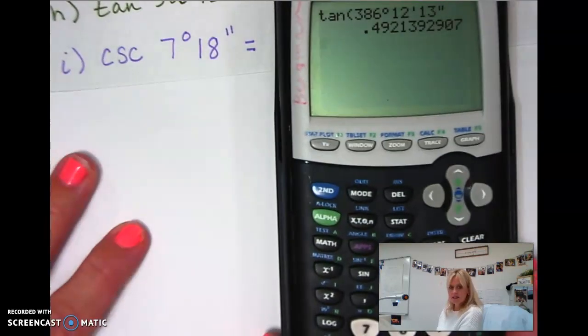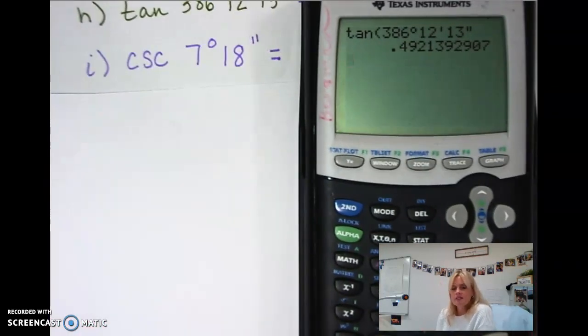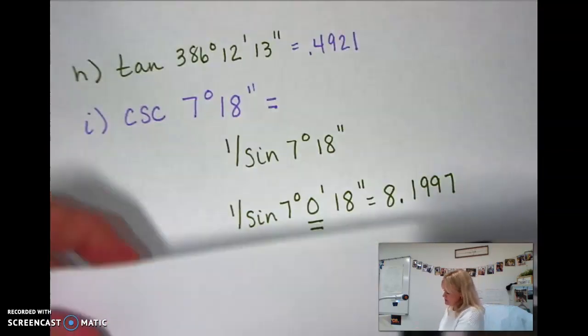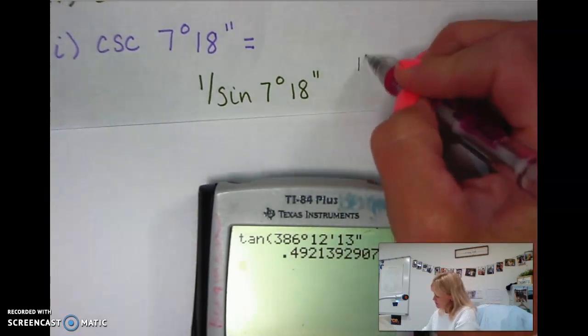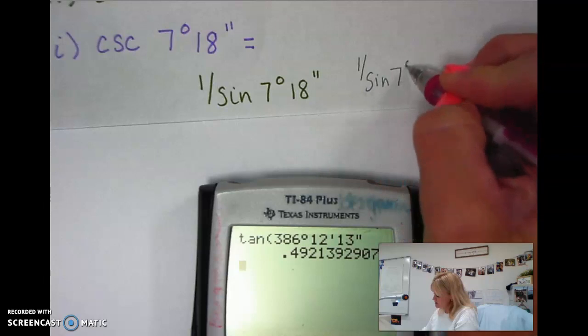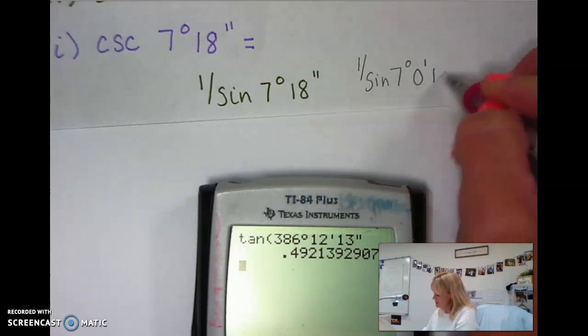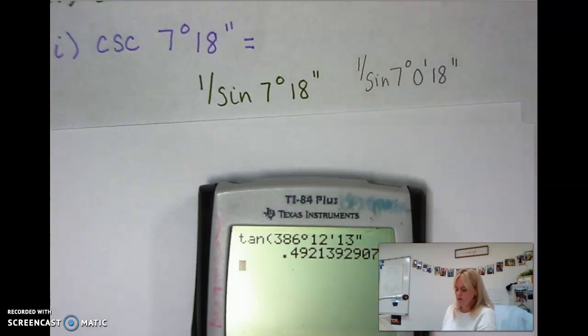So, how would I enter in the cosecant of 7 degrees and 18 seconds? Now, first of all, cosecant is not on my calculator, so I know that's 1 over sine. But what do you think the other problem is here? We're missing minutes. So you actually need to write this in as 1 over the sine of 7 degrees, 0 minutes, and 18 seconds in order for your calculator to actually do this.